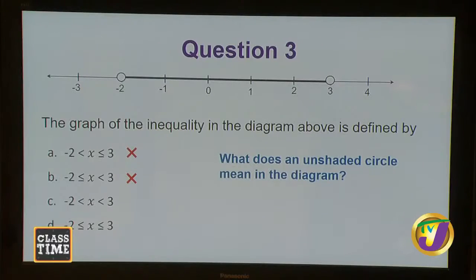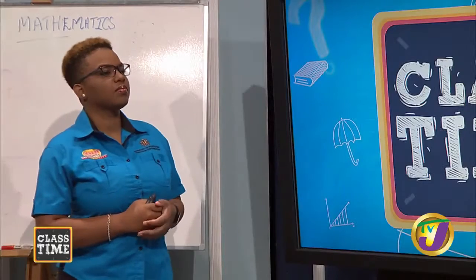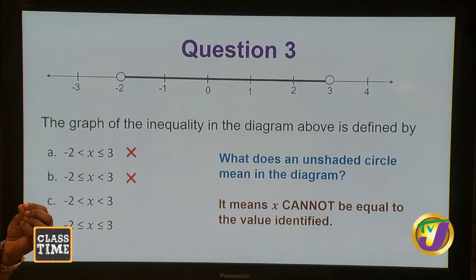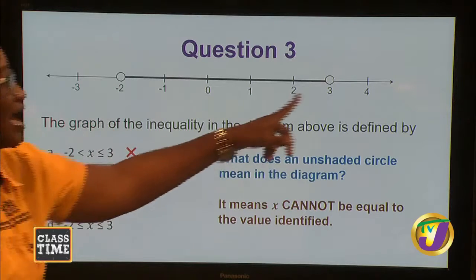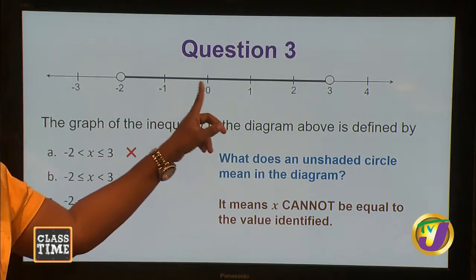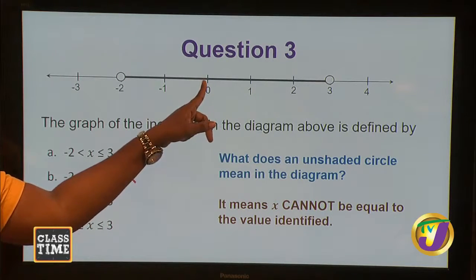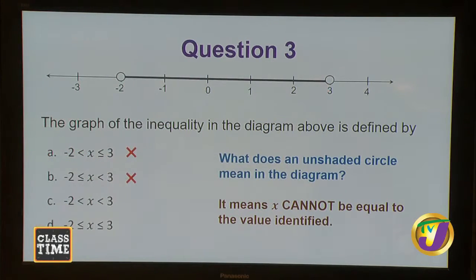The unshaded circle is telling us that in this case, x cannot be equal to the value identified. So what are the values that have been identified? We have negative 2 and positive 3. So we're saying x cannot be equal to any of those values, but x can be greater than negative 2 and less than 3. So which of these options are we going for? Definitely option C, which is telling us negative 2 is less than x, which is less than 3.